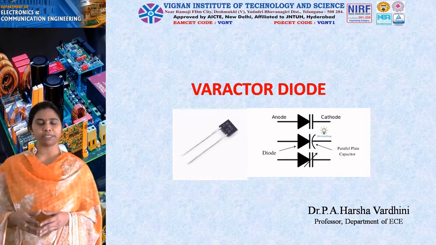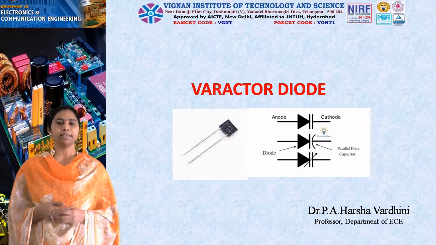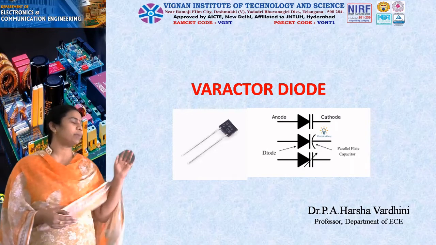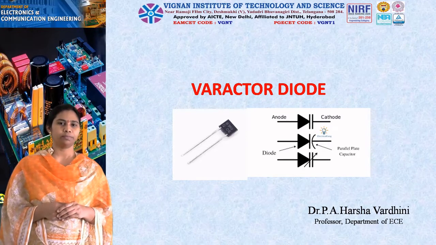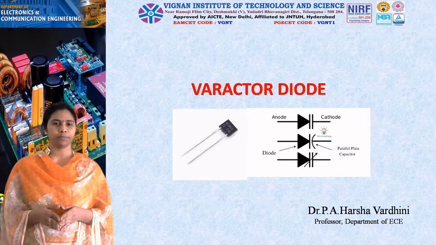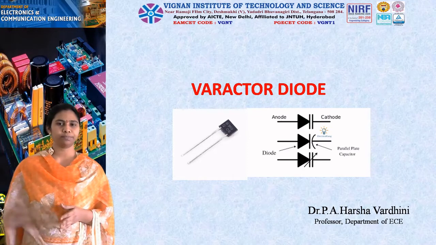About special purpose diodes like Zener diode and tunnel diode. In this lecture, we will see another special purpose diode named the varactor diode. A varactor diode is a simple PN junction diode which is used in reverse bias mode.